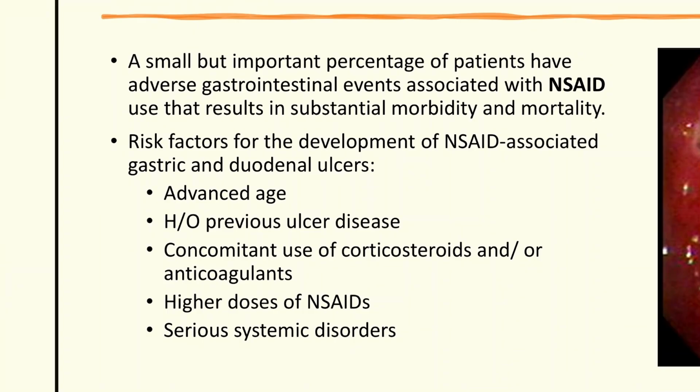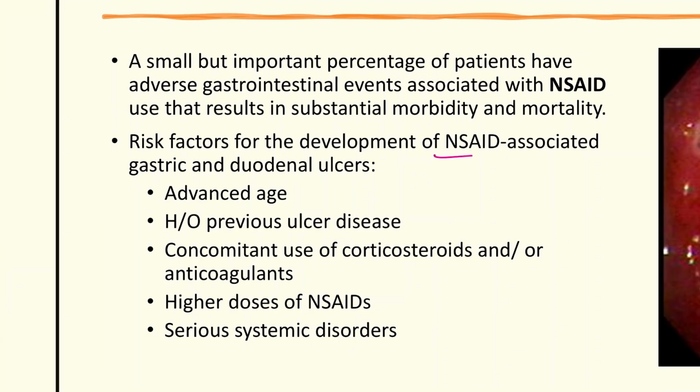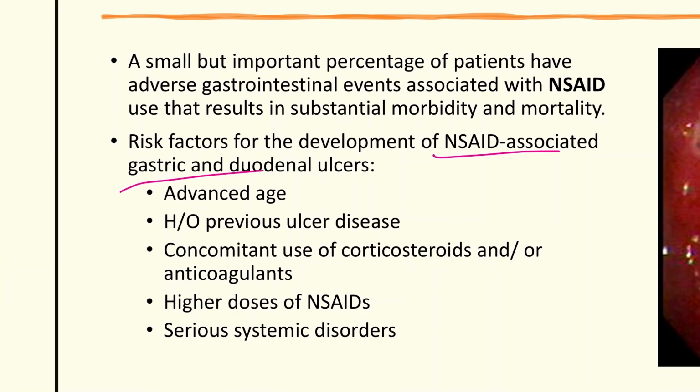NSAIDs. Okay. What would cause someone with daily use of NSAIDs to lead to ulcer formation? One is advanced age. So the older you are, why would NSAIDs lead to gastritis the older you are? What happens to the metabolism of these NSAIDs as you get older? It goes down. So what happens to the concentration of the drug in the body? Increases. So you have more of an effect on those prostaglandins.